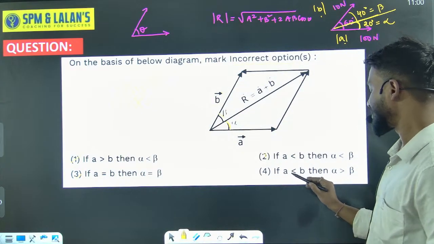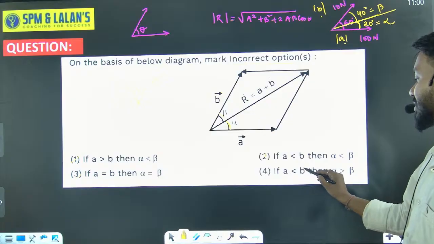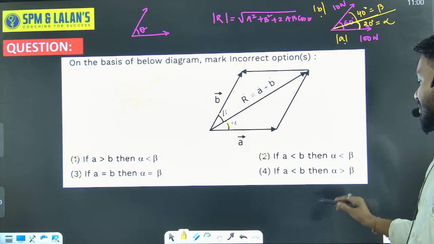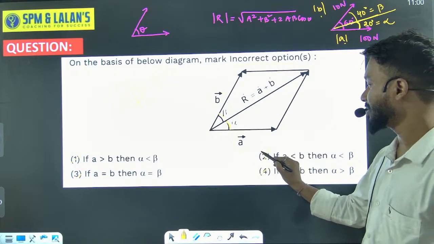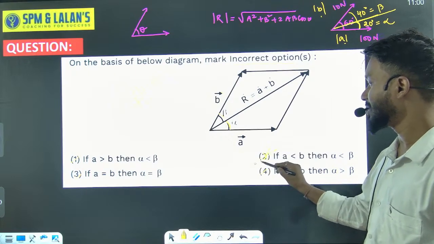If A is lesser than B, magnitude of B is bigger, then alpha will be greater than, yes, this is also true. The incorrect option will be which one then? Option number 2 will be the incorrect option.